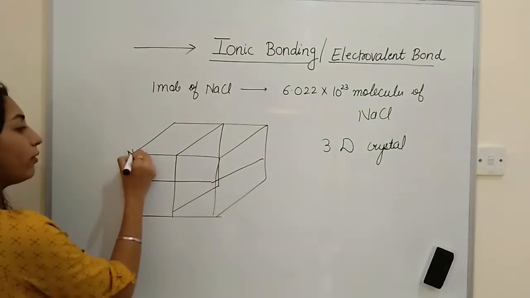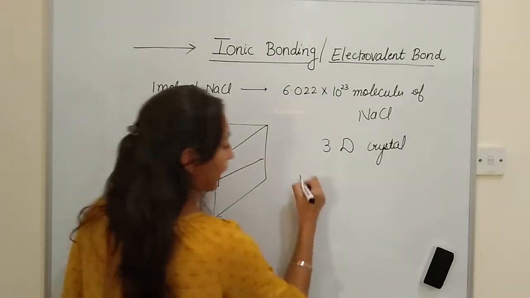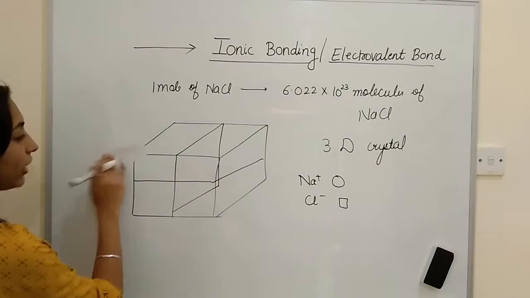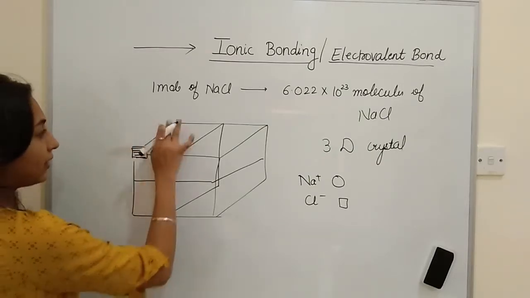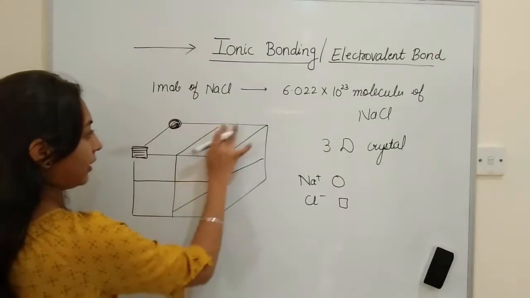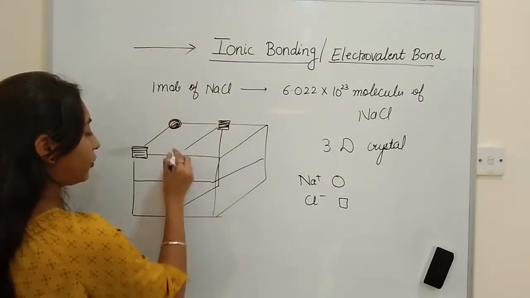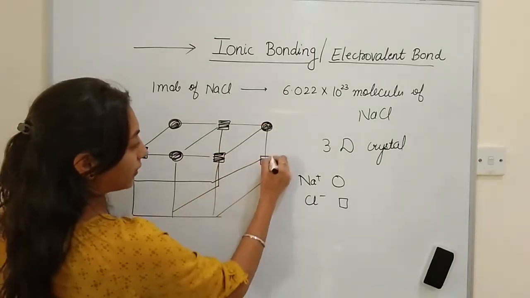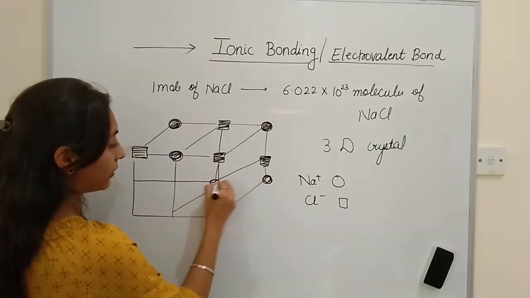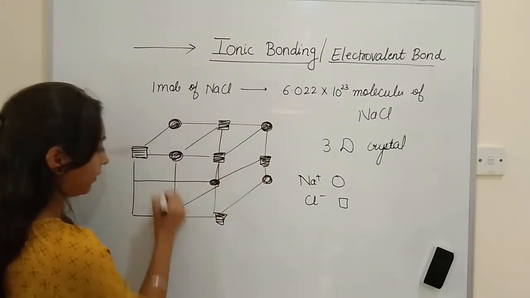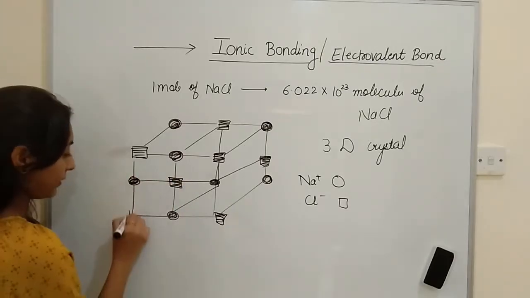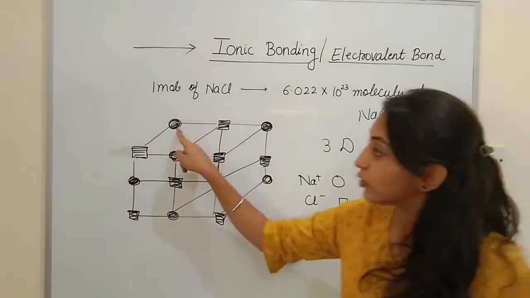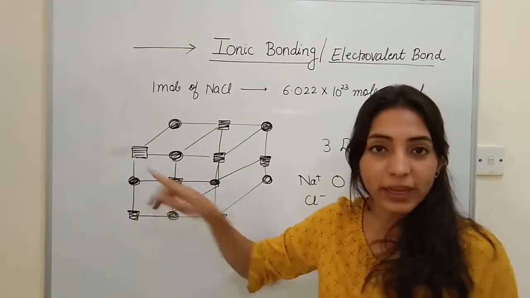Something like this. Let me represent Na plus as a big circle and Cl minus as a square. So the shape will be: Cl minus, Na plus, here you will have Cl minus, here Na plus, here Cl minus, here Na plus, Cl minus, Na plus. So this you can see as a three-dimensional structure, right? One Na surrounded by Cl, one Cl surrounded by Na, and so on.